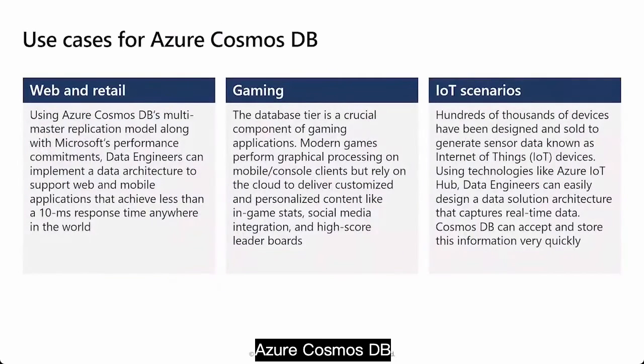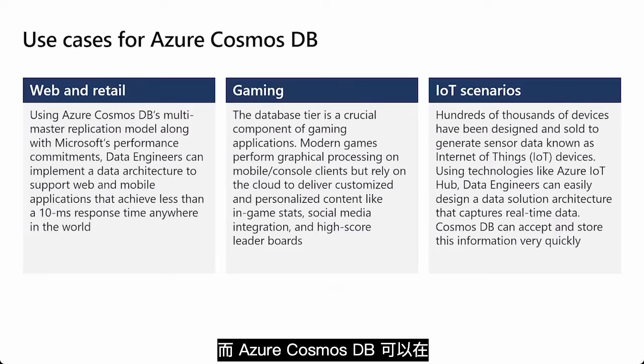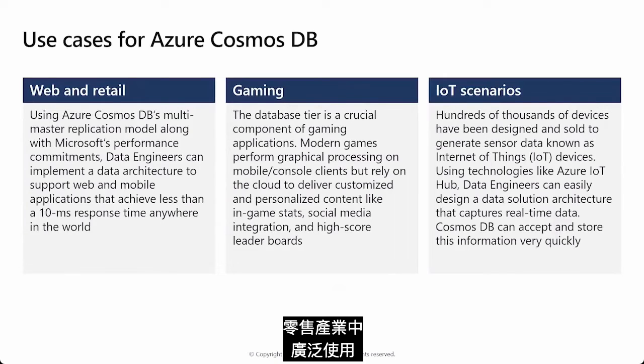Azure Cosmos DB is very suitable for some of these scenarios. If we're talking about retail and marketing, Microsoft actually uses Azure Cosmos DB for our own e-commerce platforms that run as part of the Windows Store and Xbox Live. And Azure Cosmos DB can be used quite extensively in the retail industry to, for example, store catalog data or for event sourcing in order processing pipelines.